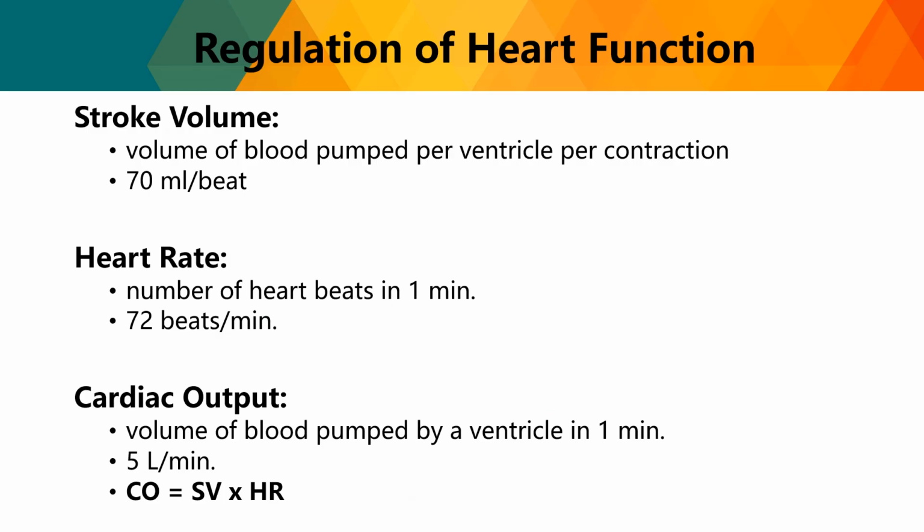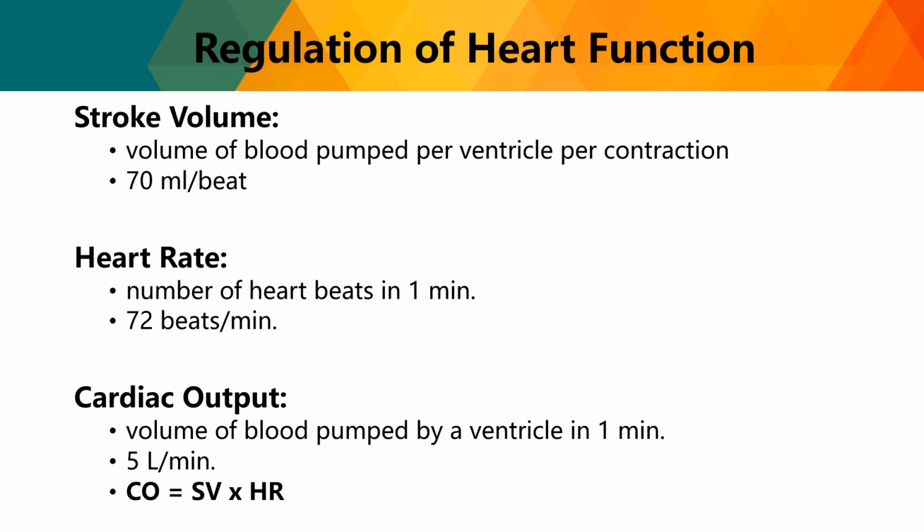So, for the regulation of the heart function, we have what you call your stroke volume. So, it is the volume of the blood pumped per ventricle per contraction, and the normal would be around 70 ml per beat. And then we also have the heart rate. This is the number of the heartbeats in 1 minute. So normal would be 72 beats per minute. And then cardiac output. This is the volume of the blood pumped by a ventricle in 1 minute. So that should be 5 liters per minute. So how do you compute for your cardiac output? That's cardiac output equals your stroke volume times your heart rate.